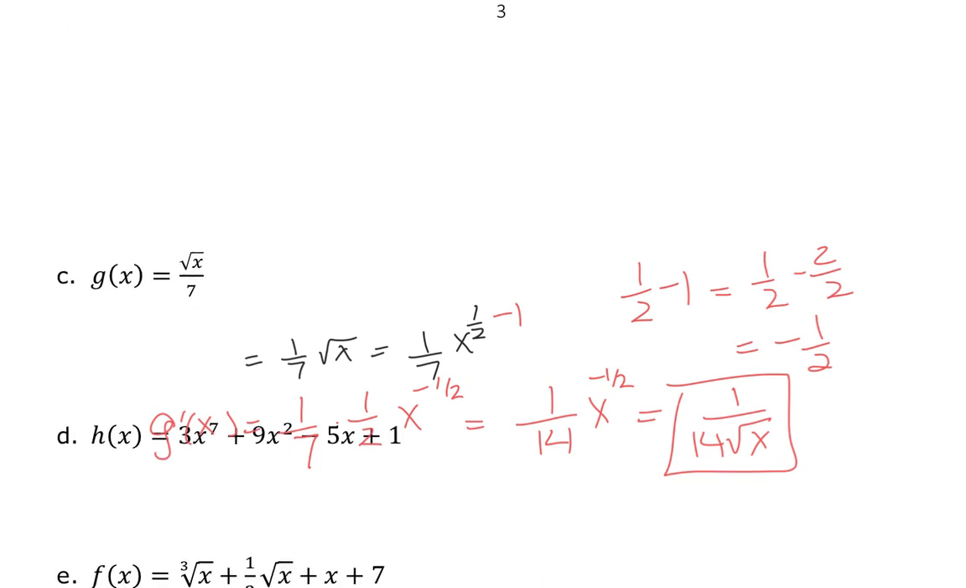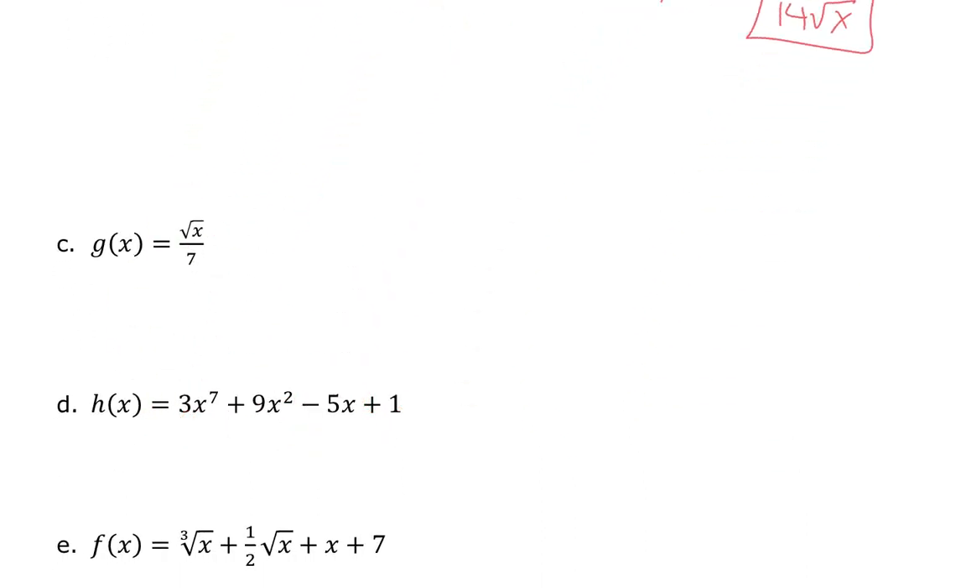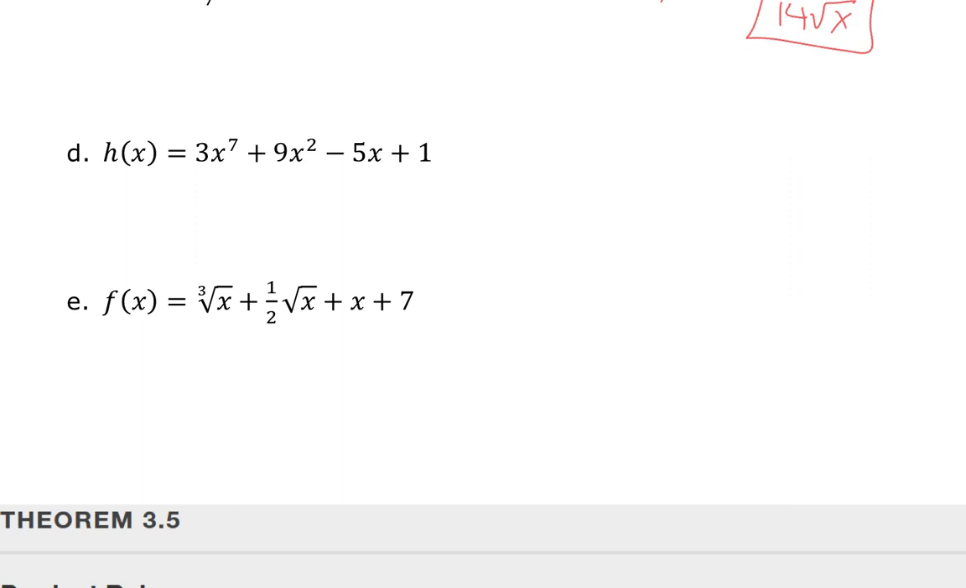Now, let me move all of this up out of the way. Let's take a look at h and e. The difference between h and e is that h is a polynomial. All of my powers are integers. These are not integers. And in fact, on e, I'm going to write this as x raised to the 1/3 plus 1/2 x raised to the 1/2 plus x plus 7.